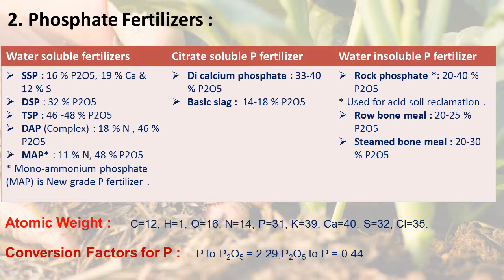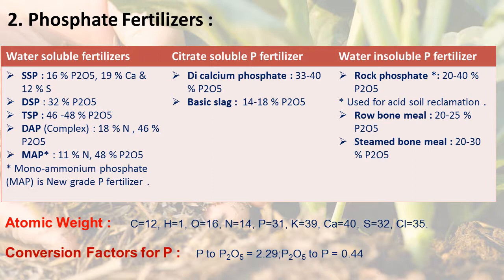Then is the phosphate fertilizer. Phosphate fertilizer is categorized into three types: water soluble fertilizers, citrate soluble fertilizers, and third, the water insoluble fertilizers. First we will see the water soluble fertilizer, that is SSP, single superphosphate. It is 16% P, 19% calcium, and 12% S. That is the deficiency, that is, not having N and K.